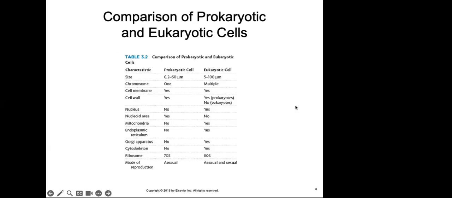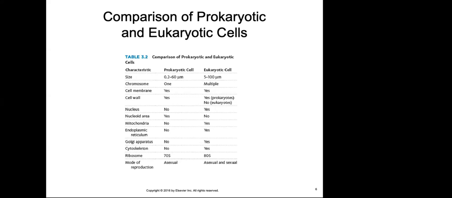If we compare prokaryotic and eukaryotic cells, you can see that prokaryotes are much smaller, okay? There's a single chromosome in prokaryotes instead of multiple. There is a plasma membrane. There is a cell wall, okay? The nucleus is not membrane bound in prokaryotes. There is a nucleoid area. There are no mitochondria. There's no endoplasmic reticulum, no Golgi, no cytoskeleton. There are ribosomes, but the ribosomes are functionally identical and structurally different from eukaryotic ribosomes. And the major mode of reproduction is asexual, okay?